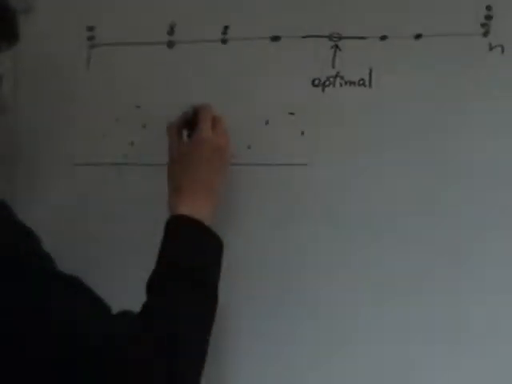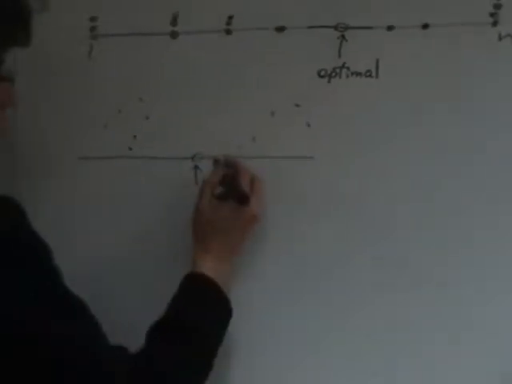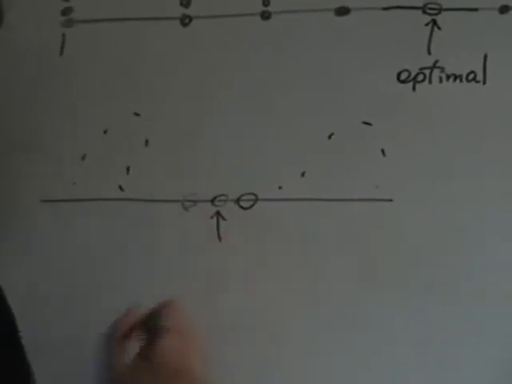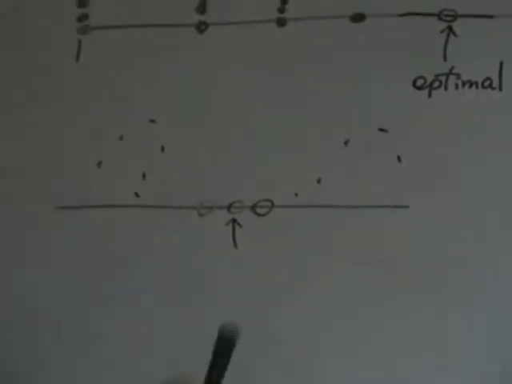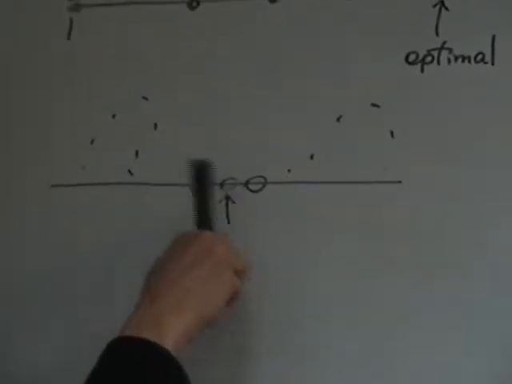Suppose that there are no beads at this point. And suppose that you look at the points just to the right of it and just to the left of it. What you can show is that these points are going to require the same number of moves as this point, so they're also optimal.